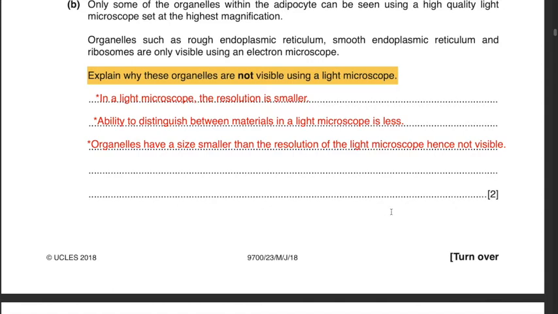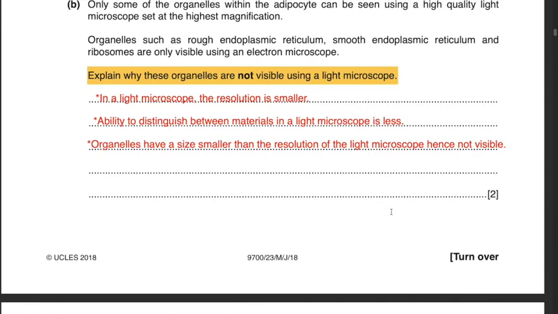Again, as we discussed in the previous question, those organelles or cells which are less than the resolution limit will not be visible, and those which are greater than the resolution size will be visible. And why are these organelles not visible using a light microscope? It is because the resolution is smaller. The ability to distinguish between materials in a light microscope is less.